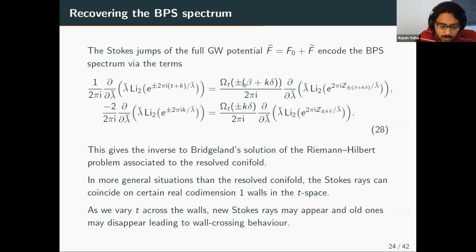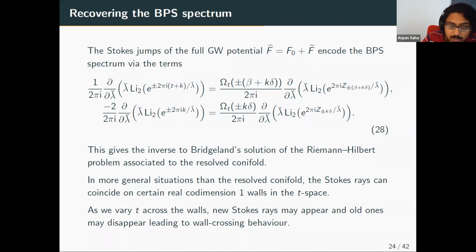And what we have done here is roughly the inverse of Bridgeland's solution of the Riemann-Hilbert problem associated to the resolved conifold. Now, whereas Bridgeland started with the BPS spectrum and then constructed functions whose asymptotics and Stokes jumps encoded that BPS spectrum, we started with an asymptotic expansion and read off the BPS spectrum from the Stokes jumps.